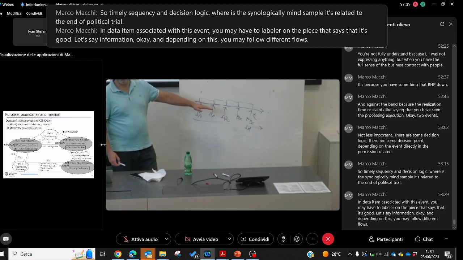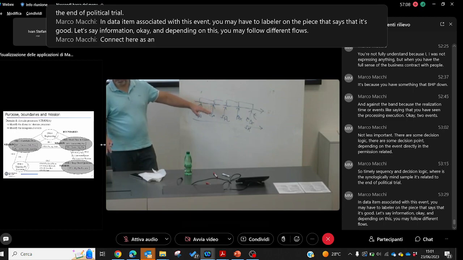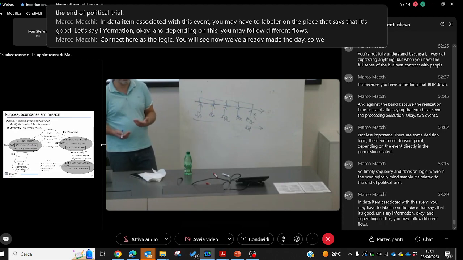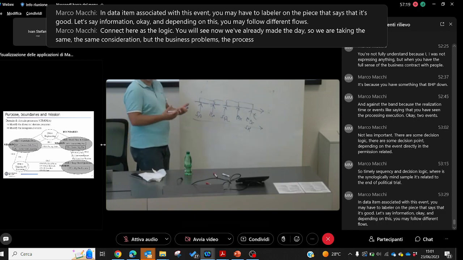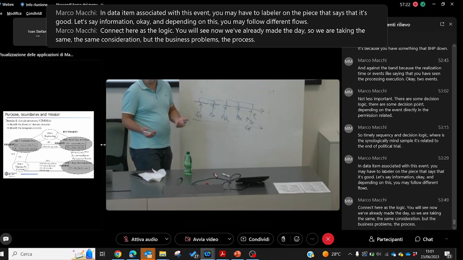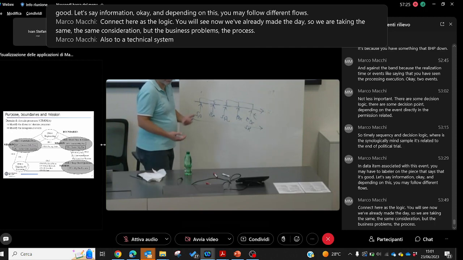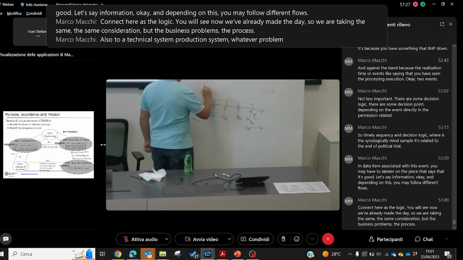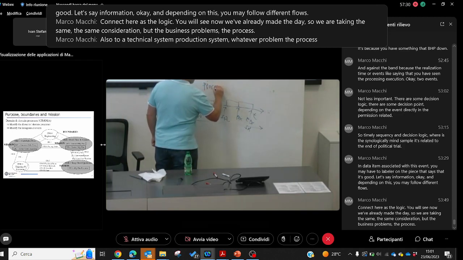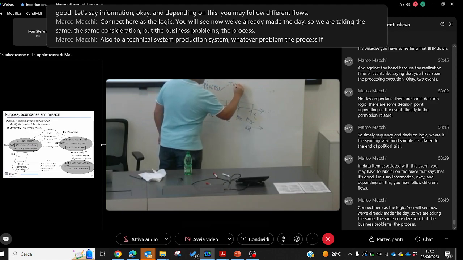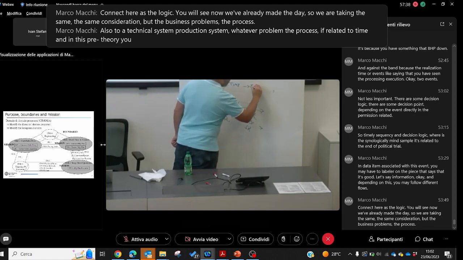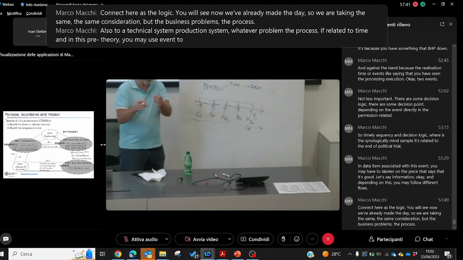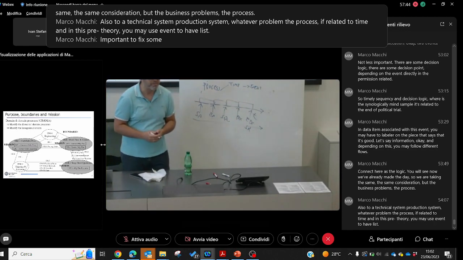Is that clear? As a logic, you will see now in the modeling method more in detail. So we are taking the same consideration. But the process, I will not say business, is an application. It can happen also to a technical system, production system, whatever product. A process is related to time, and in discrete theory, you may use an event to have an instant in time that is important to fix some element in time.